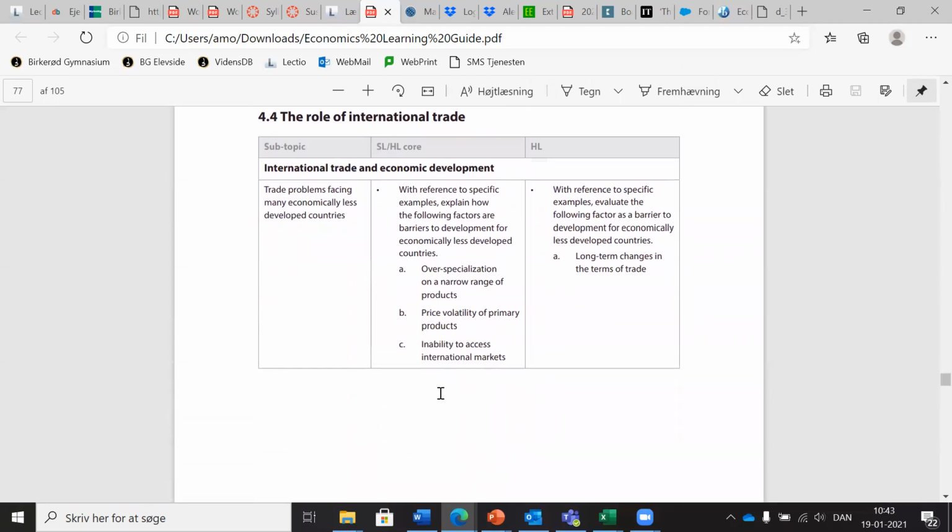Role of international trade. Here, this part just talks about how lots of developing countries face these typical problems when they trade. So they have no real market power. They just get dominated on the international stage when it comes to trade. They tend to be specialized in a narrow range of products.